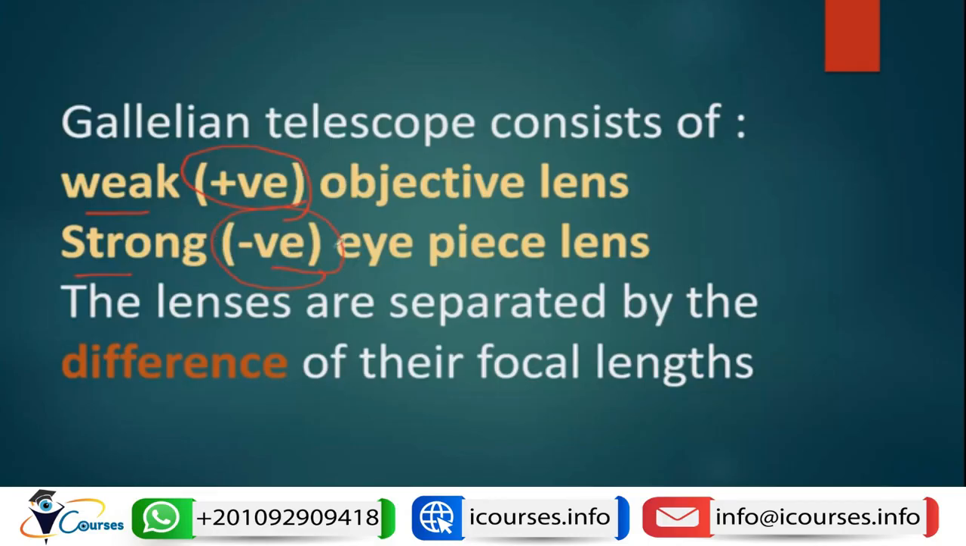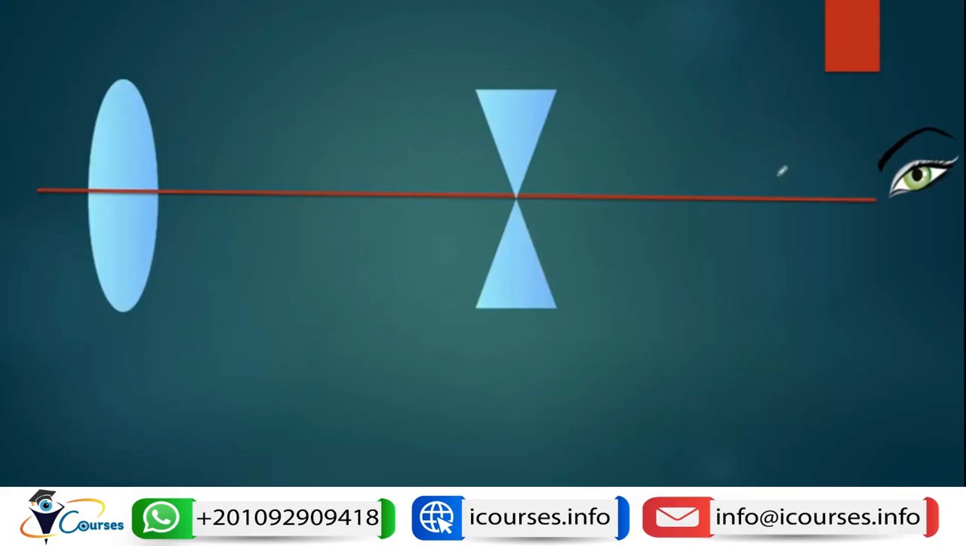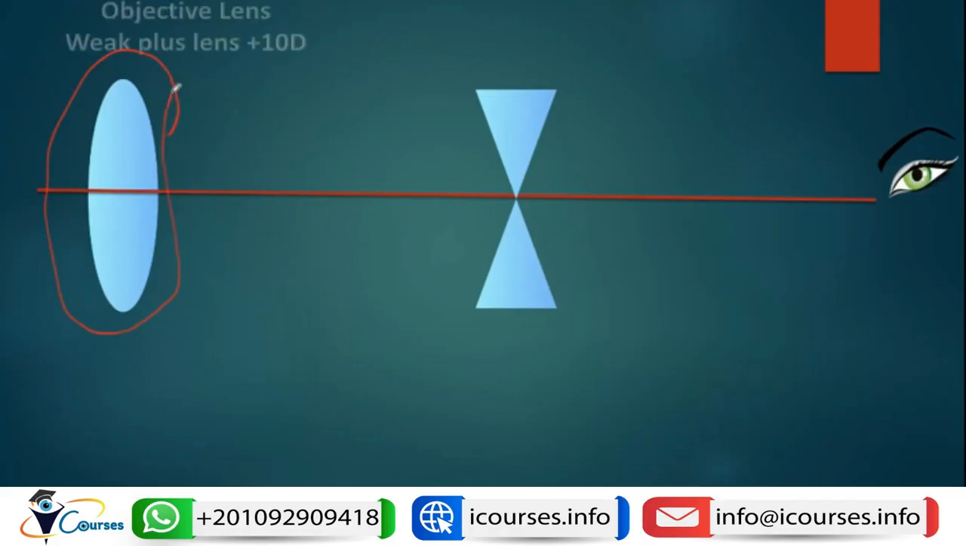And the length of this telescope is short because the lenses are separated by the difference in their focal lengths. So unlike the inverting telescope, in the Galilean telescope the lenses are separated by the difference of their focal lengths, and let's see how this is formed. So here is the eye, and here is the objective lens. The objective lens is a weak plus lens, let's say, for example, plus 10 diopters. So where is the focus of a plus lens of 10 diopters? Would you please tell me?